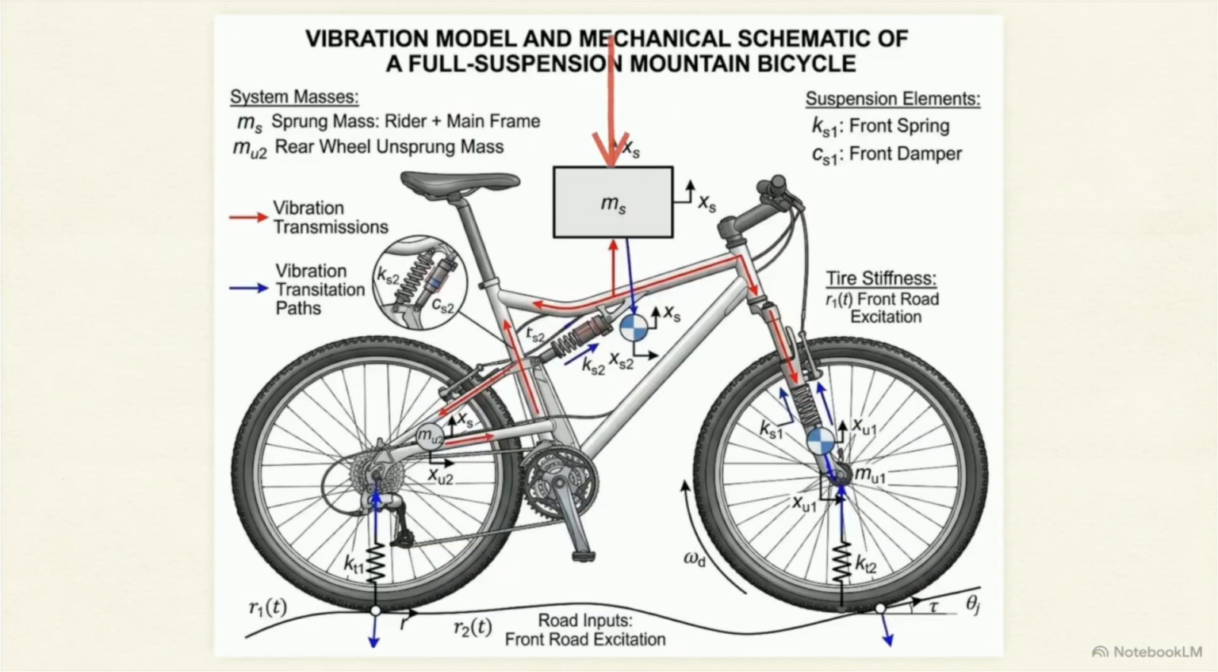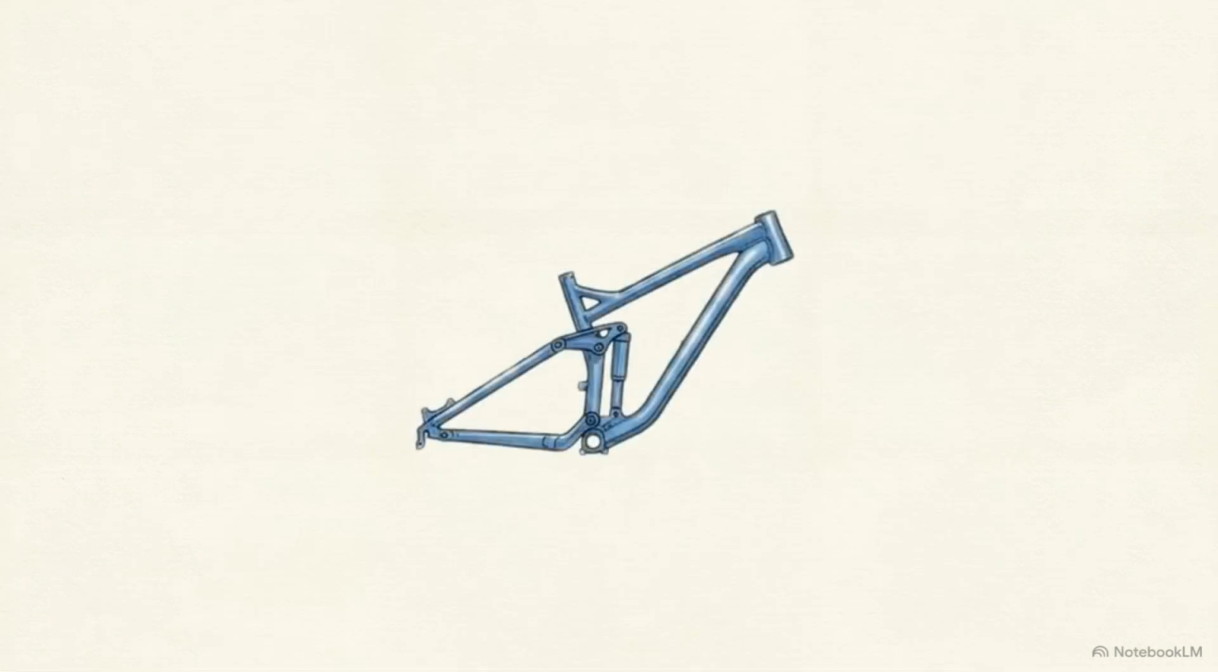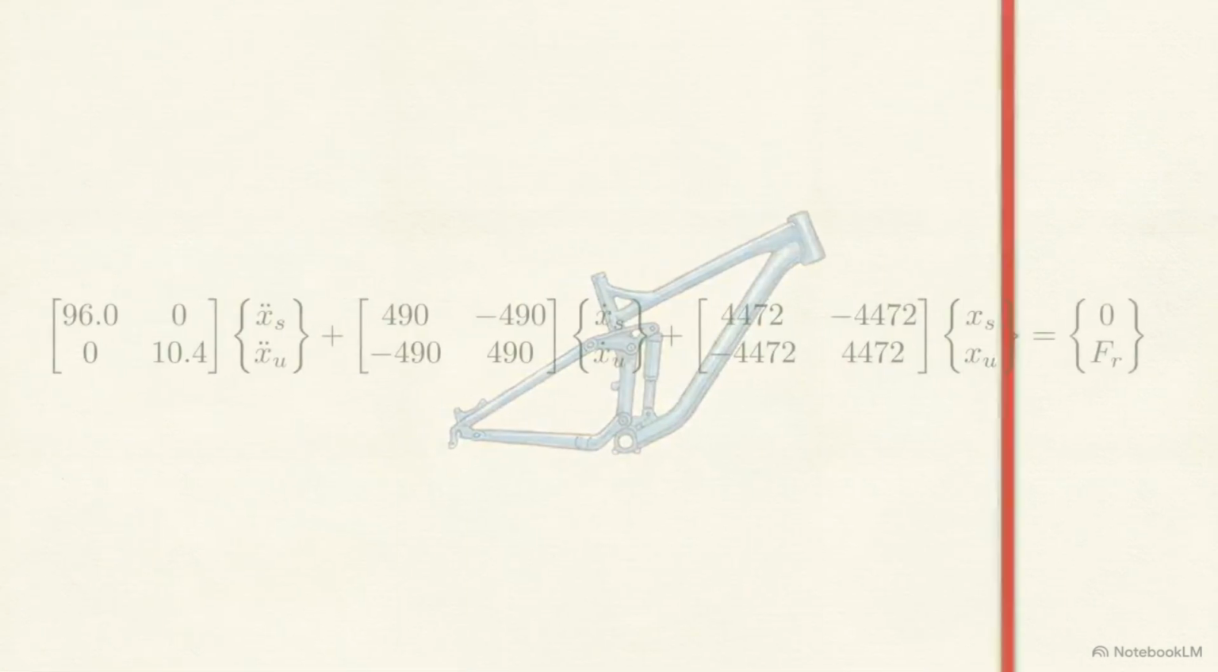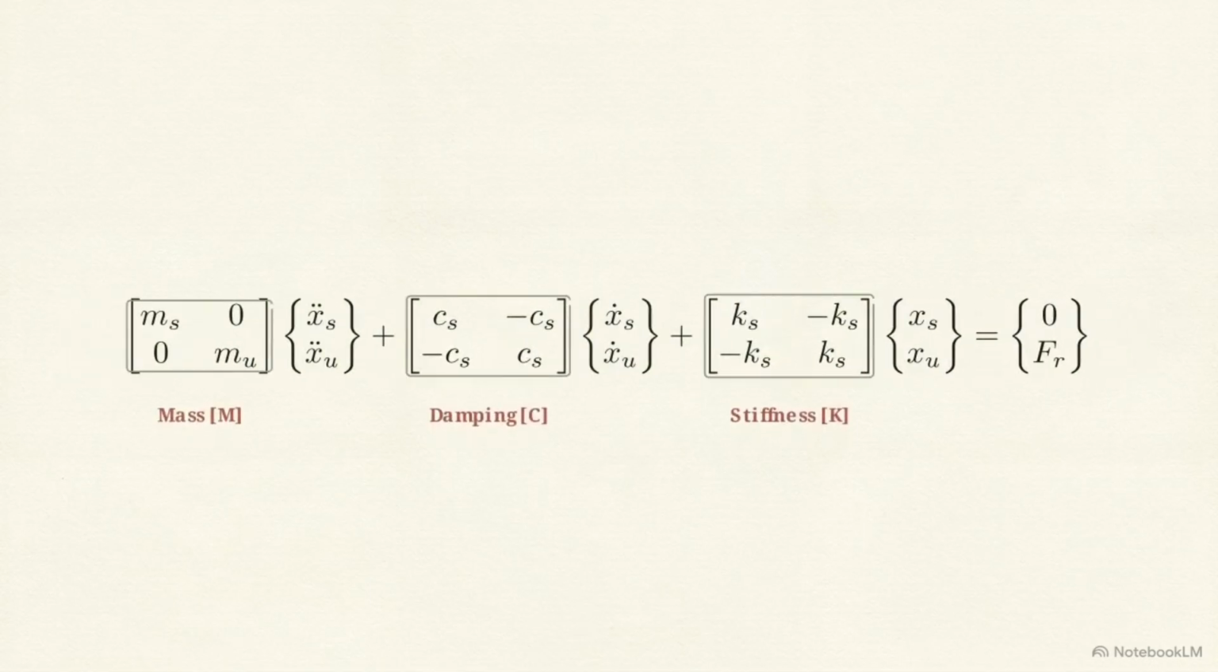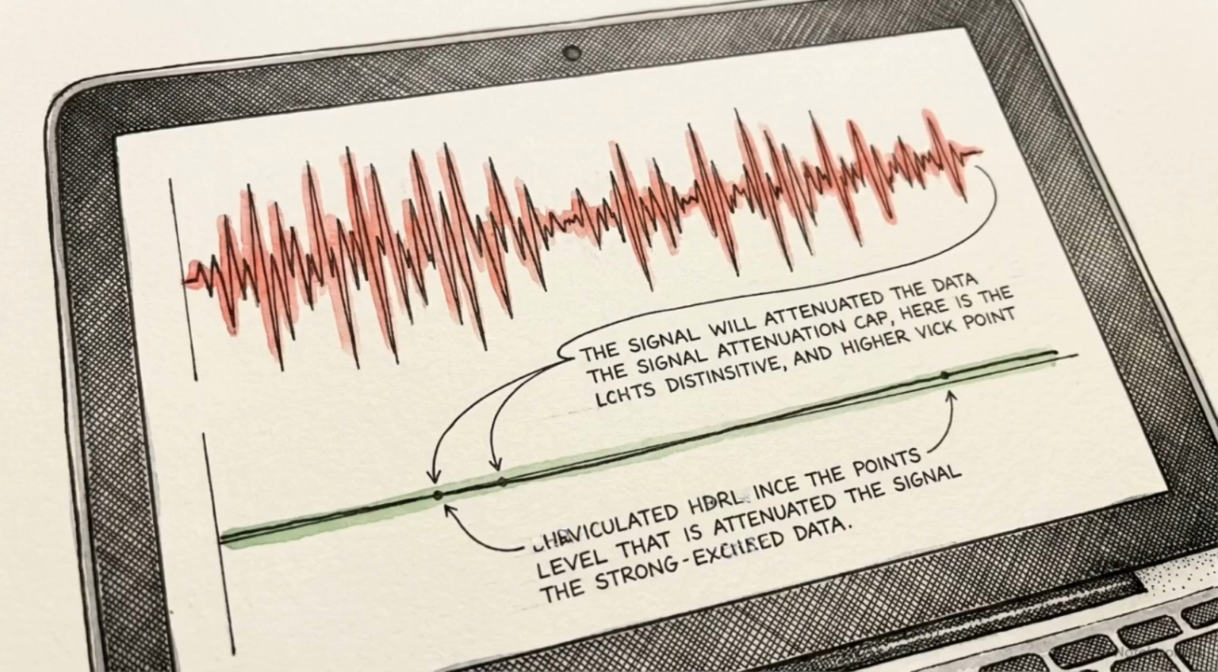Using MATLAB, the students simulated these interconnected masses under continuous road excitation. By mapping transmission paths, the team pinpoints when road frequency matches the bicycle's natural frequency, designing against resonance. Turning physical frames into equivalent math matrices gives engineers the power to tune mechanical components before a single part is manufactured. It allows them to isolate the passenger from the road through software.